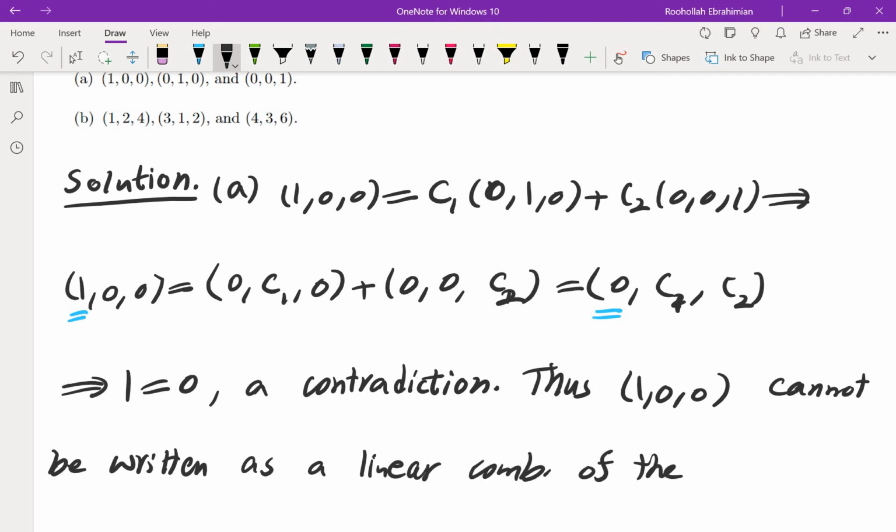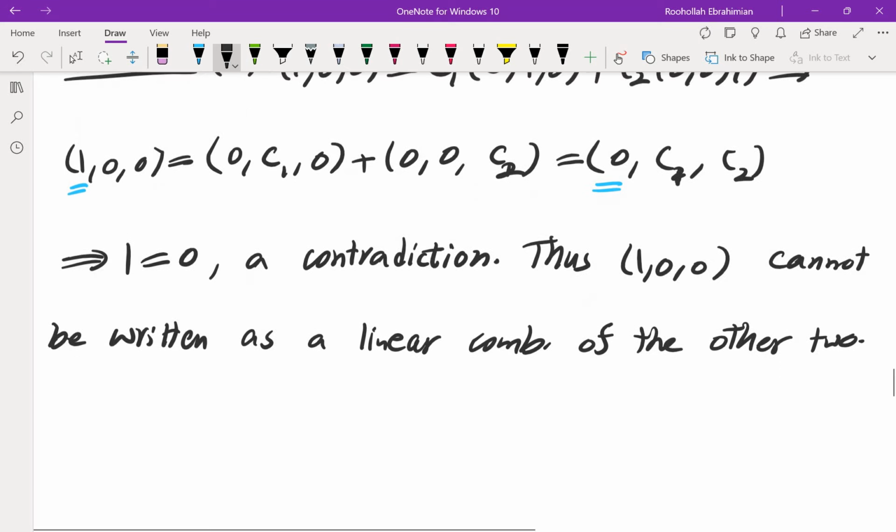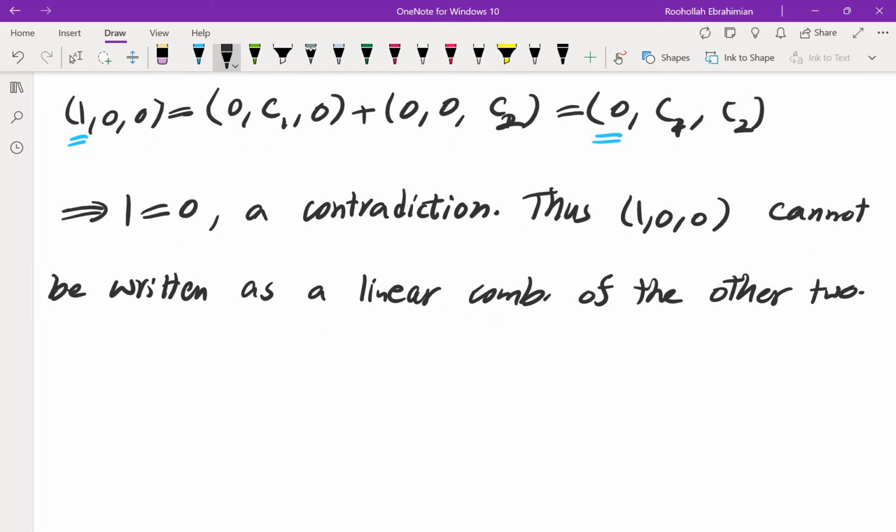Of the other two. Okay, so as I assumed this is the case, and I got to a contradiction, which means (1, 0, 0) cannot be written as a linear combination of the others. Now I will do the exact same thing. So I'll write down one more of them, and then I'll leave the last one to you.